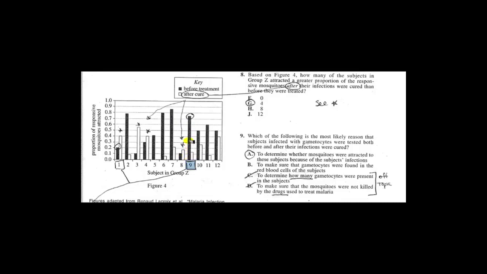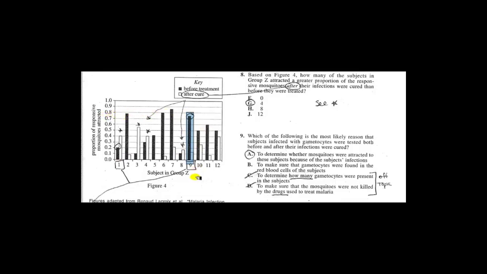You can see that before the treatment, the mosquitoes were really attracted to subject number 9. And then in 1, here is before the treatment, and we're at 0.2. After the cure, they're more attracted, 0.4. If you compare the black column in 1 to the black column in 9, you see that the black column in 9 here is by far the strongest out of all of them, at 0.75 or so.